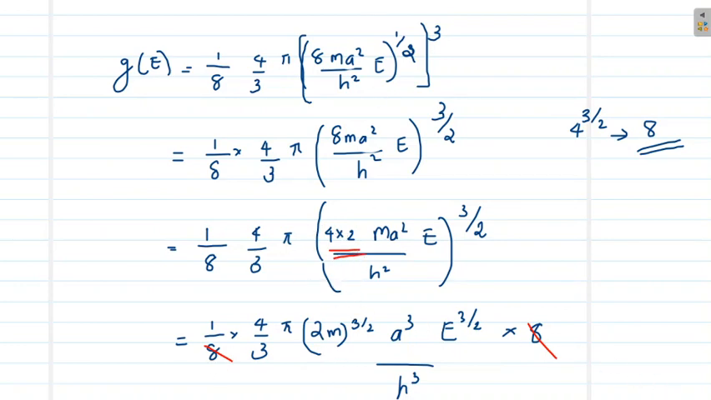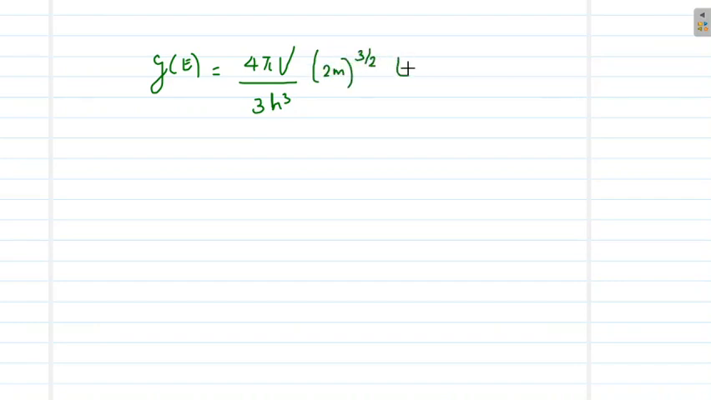Now what are the remaining terms? G of E equal to 4 pi V by 3h cube into 2m whole raised to 3 by 2 into E raised to 3 by 2. This is the equation for the density of states, which means the number of states available between 0 to energy range 0 to E.